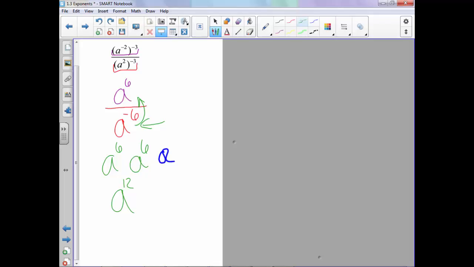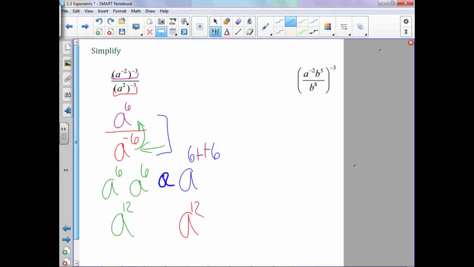Or from here, what we could have done was, when we divide, we want to subtract our exponents. So we'd have a to the 6th minus a negative 6. And remember, when you have minus and negative, we add, which gets us to a to the 12th. So either way works, and it doesn't matter.